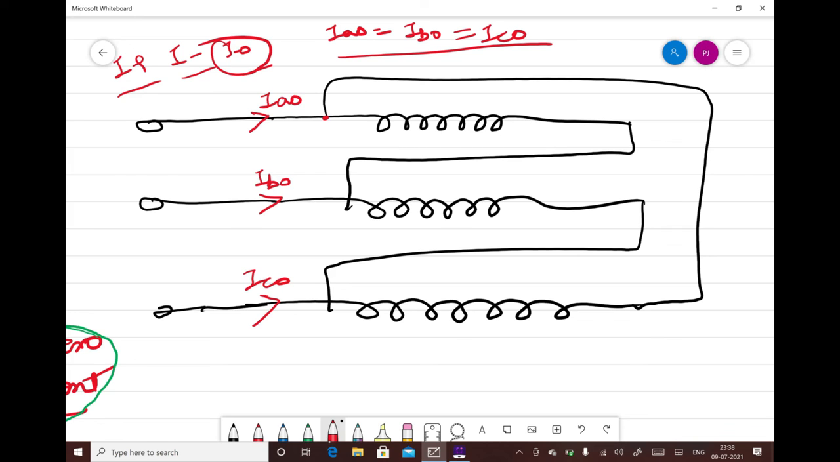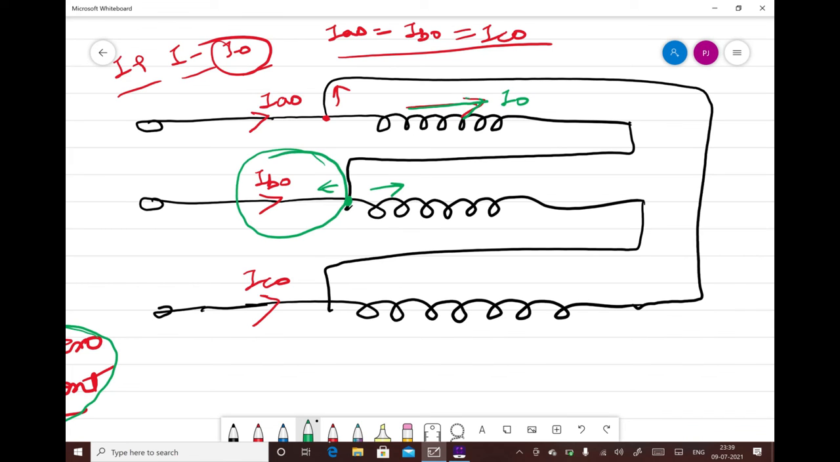Once this current reaches this point, it will have two paths. It can go either this way or this way. First, let us consider that this current goes through this path. So this is your I0. Once this I0 goes through this winding, at this node it will have two paths. It can go in this direction or in this direction. But I0 cannot go in this direction.